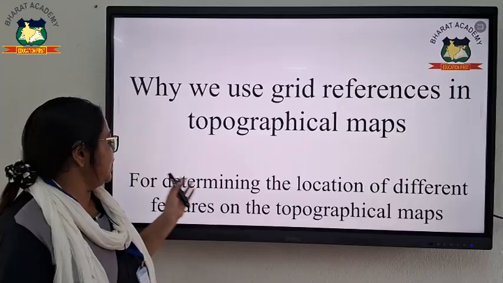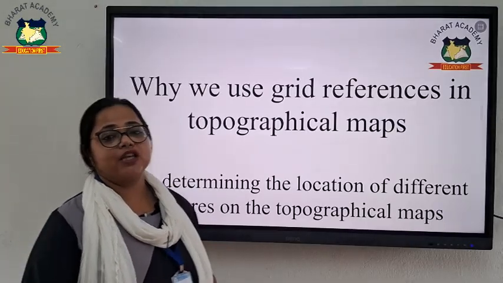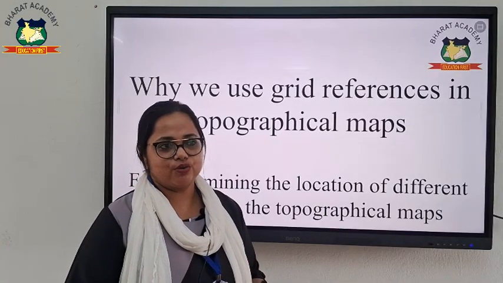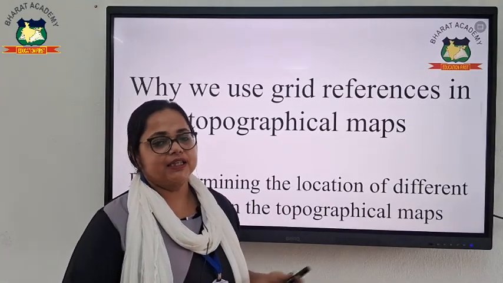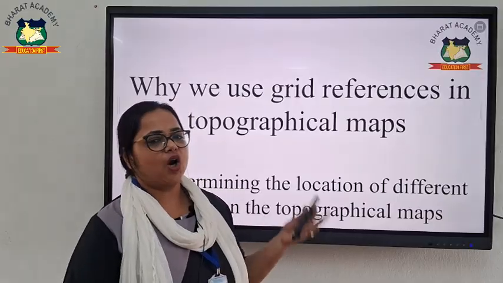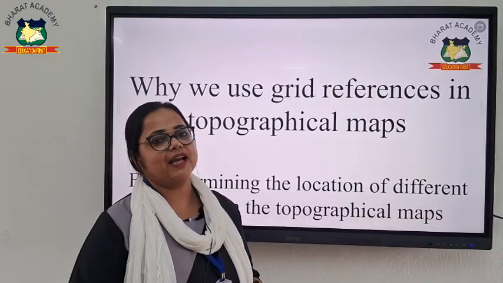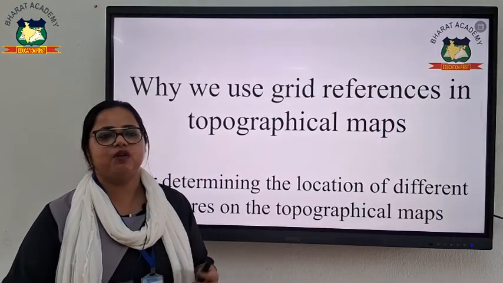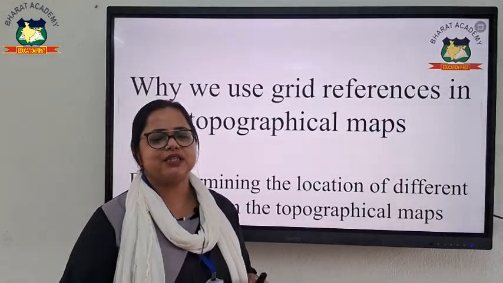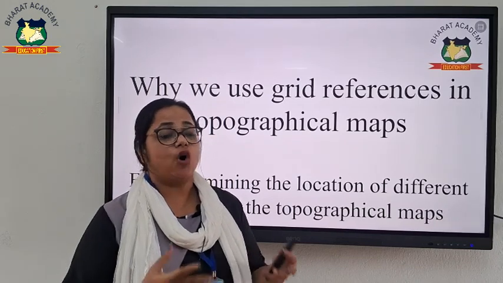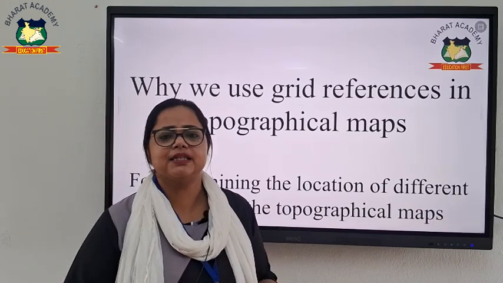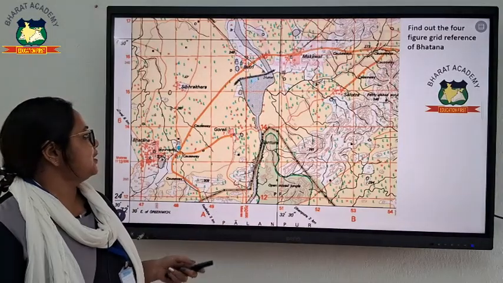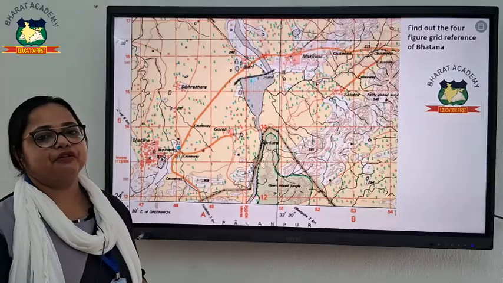It's very simple. We use them for determining the location of any feature, just like latitudes and longitudes do for the Earth's surface. In a topographical map, these horizontal and vertical lines are used to determine the location of any small feature like a post office or police station, or bigger features like settlements and open scrubs, everything. So first we will talk about the 4-figure grid reference.